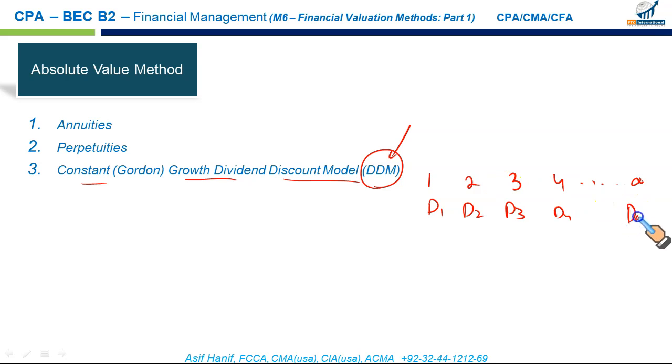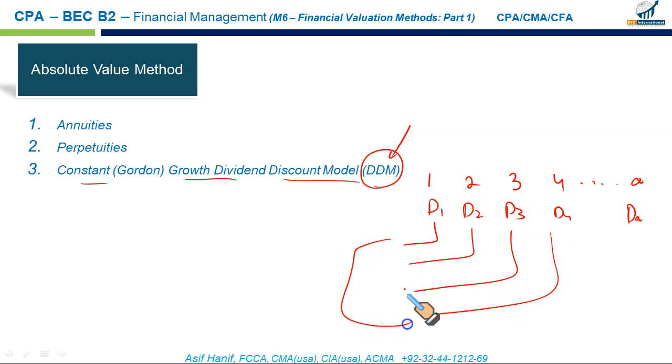Let's say the last dividend is D infinity. If we can discount these dividends to present terms, it will give us the current share price as of today. So the value of the stock under the dividend discount model is the present value of all the expected future dividends. The major assumption of this model is that the dividends grow at a certain percentage. Let's say 5%. Dividends are growing 5% every year. Constant growth model means the dividend grows at a certain rate.